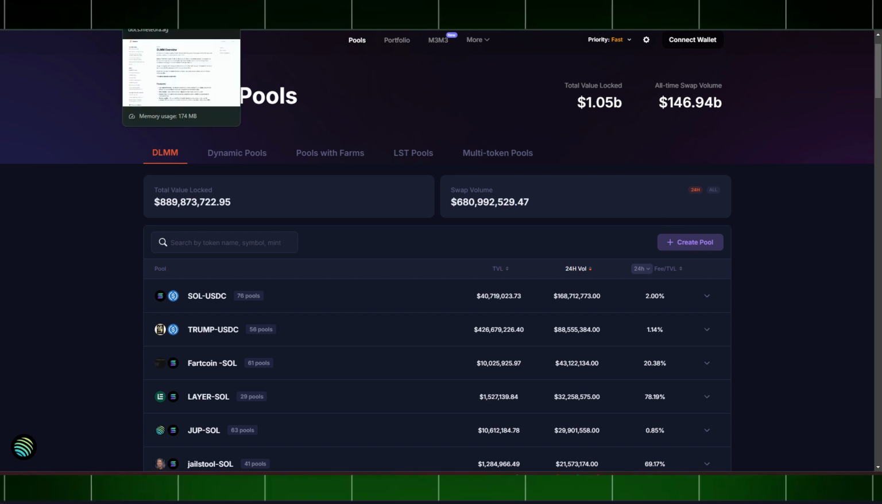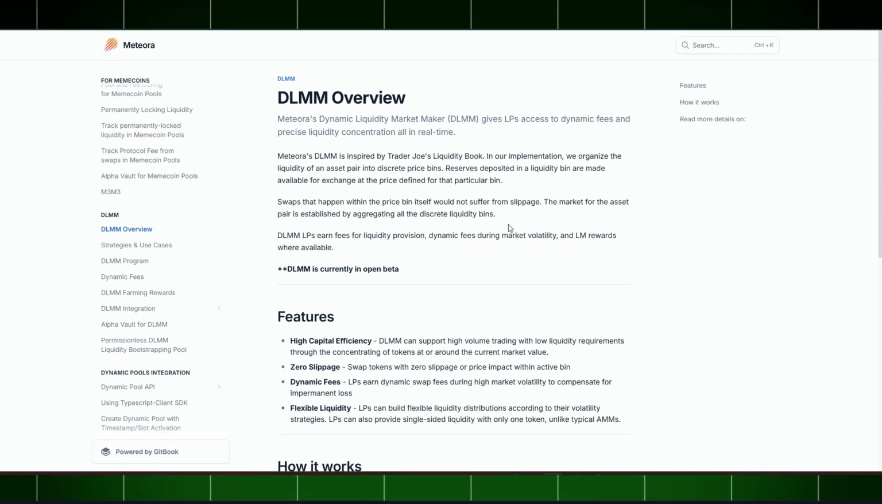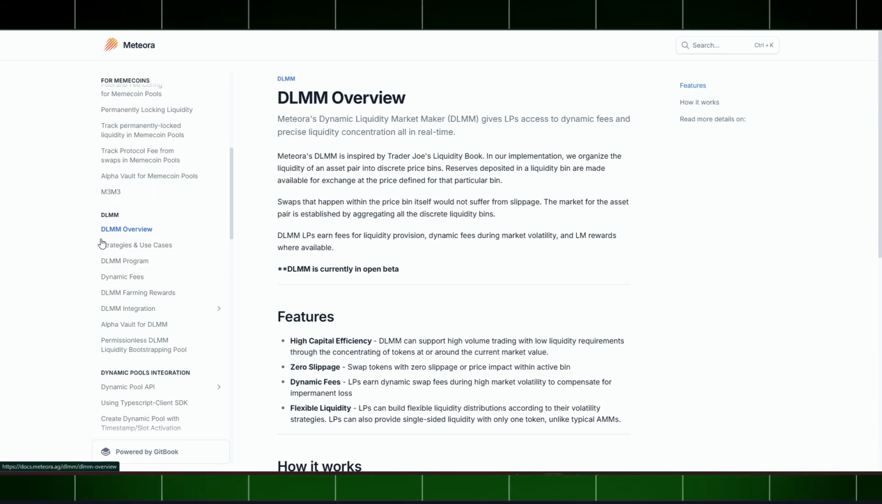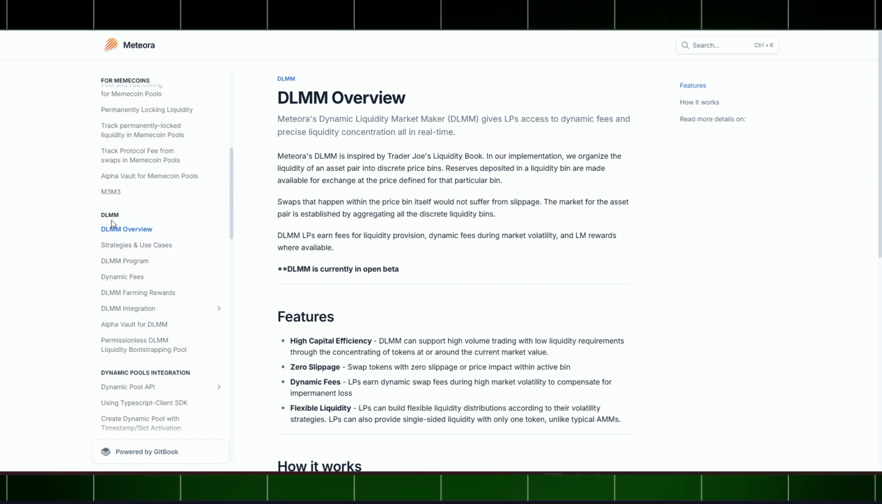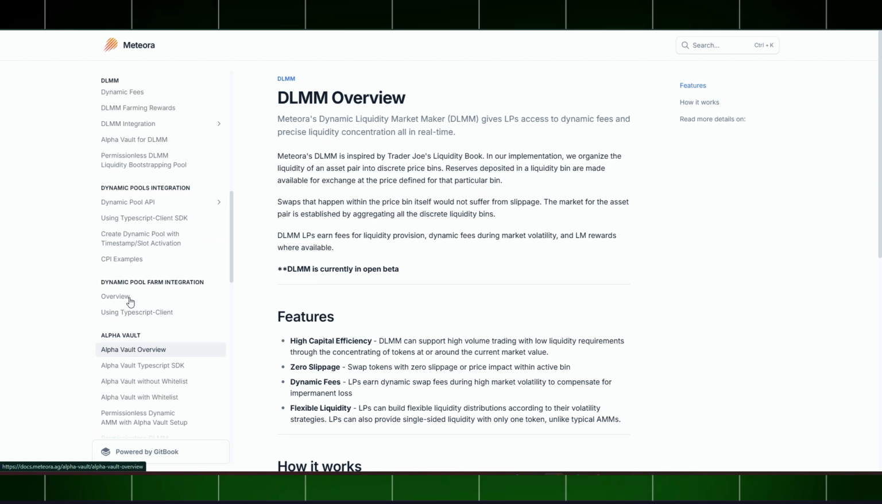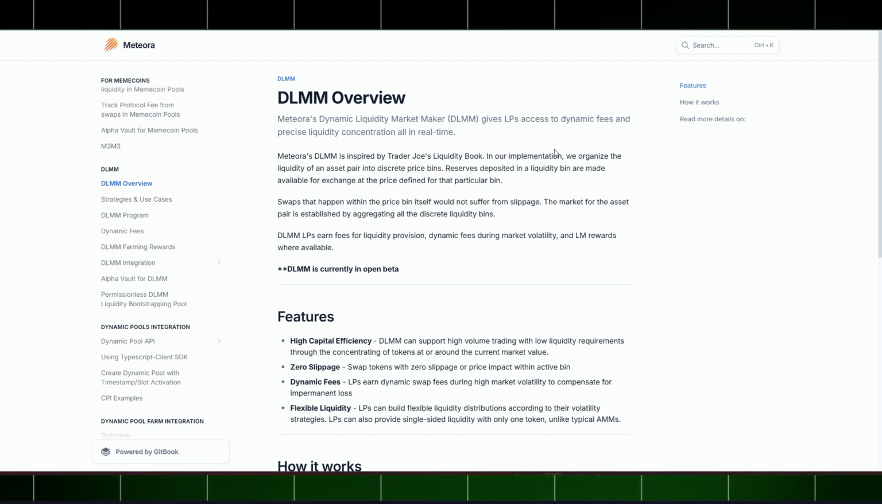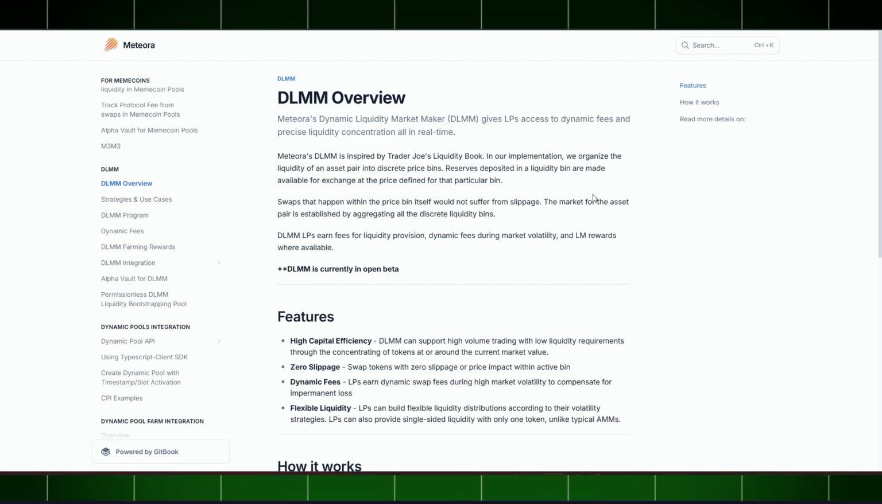To start talking about the DLMM, I'll be referring to Meteora's documentation, and I just want to cover what's in this particular part of that documentation where it says DLMM. The other parts I might cover in future videos, but today this video is about the Dynamic Liquidity Market Maker. I found it interesting, and I want to share with you guys what it is and how it works.